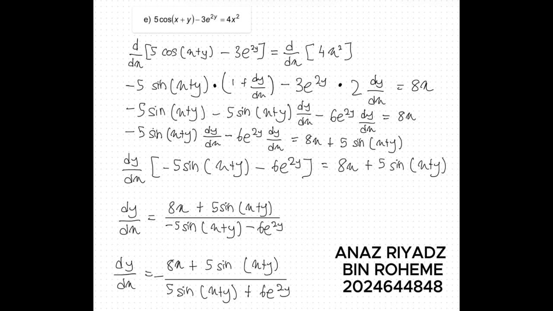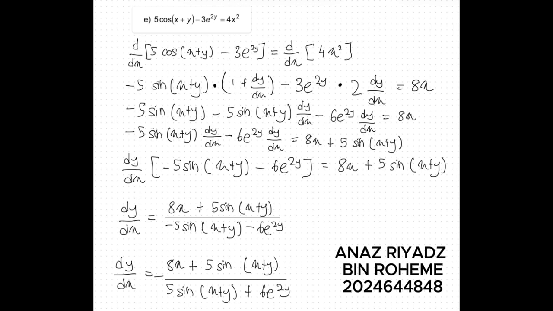So our next goal is to isolate dy over dx. First, we need to distribute the negative 5 sine(x plus y) into the parentheses. That gives us negative 5 sine(x plus y), negative 5 sine(x plus y) dy over dx, negative 6 e to the power 2y dy over dx equals 8x. Now we want all the terms containing dy over dx on the left side and all other terms on the right side. We'll move the non-dy over dx term.